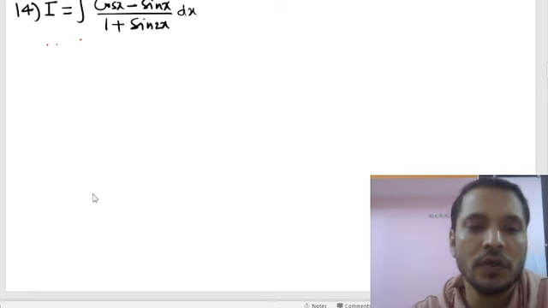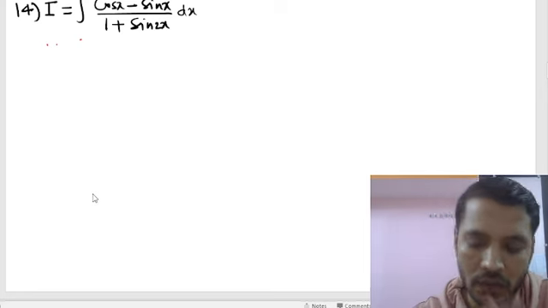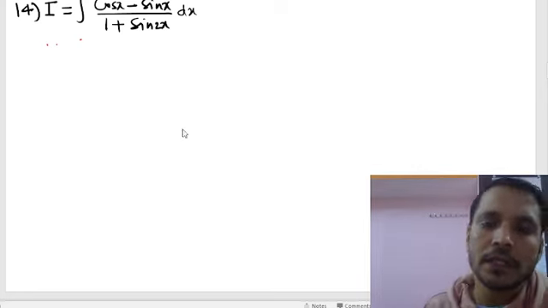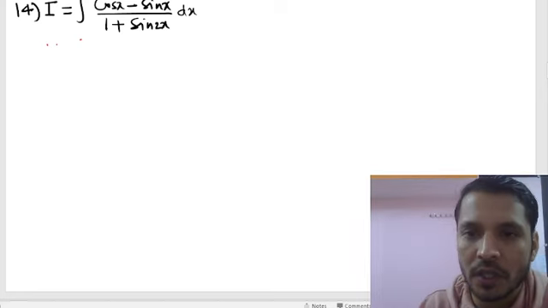So we will continue with question number 14. In question 14 we have given: integrate (cos x minus sin x) by (1 plus sin 2x). So how can we do that? It is actually a very simple question. Here we can see very clearly the denominator part we have given.